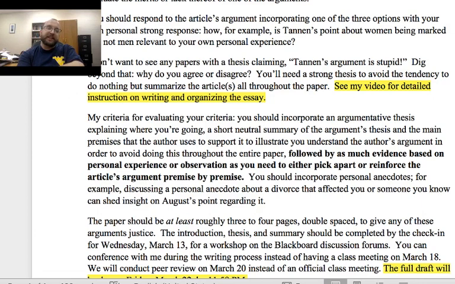So that's the structure of the whole paper. You're going to take three or four of the author's points, and you're going to use your own personal experiences to argue either for or against them.